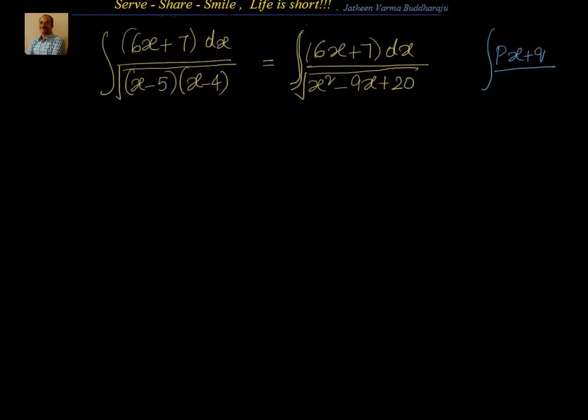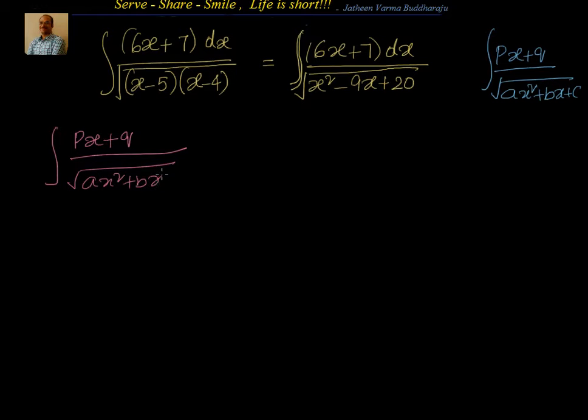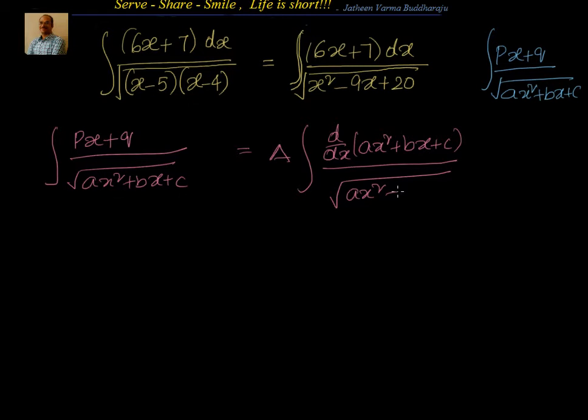So it's of the format of px plus q divided by square root of ax square plus bx plus c. You know what to do in that. How will we do that? Let's write it down and give the steps. Integral of px plus q by root of ax square plus bx plus c. The method is to write it as a times d by dx of ax square plus bx plus c, or can I say 2ax plus b, divided by root of ax square plus bx plus c.